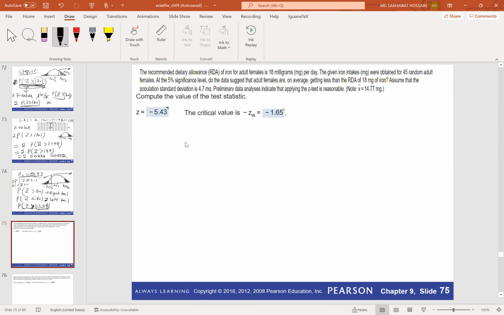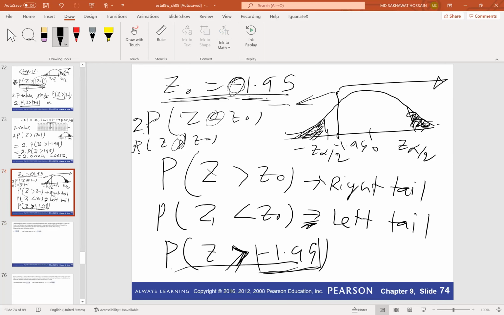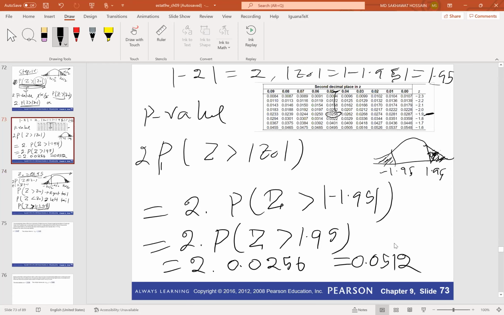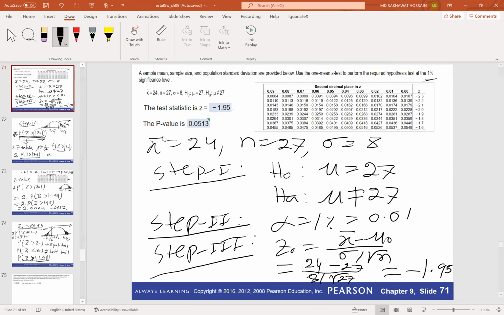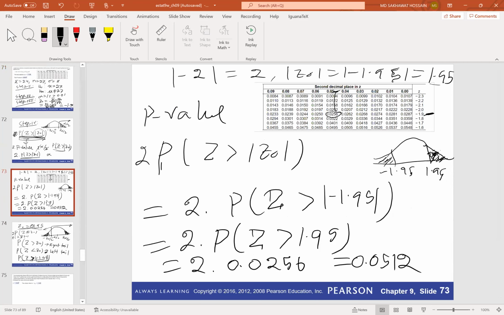Okay, so we calculated the p-value and we found that the p-value is 0.0512. So what was the level of significance? Let's go back to the previous slide. One more back. So the significance level was 1%, that is 0.01. And the p-value is 0.0512.